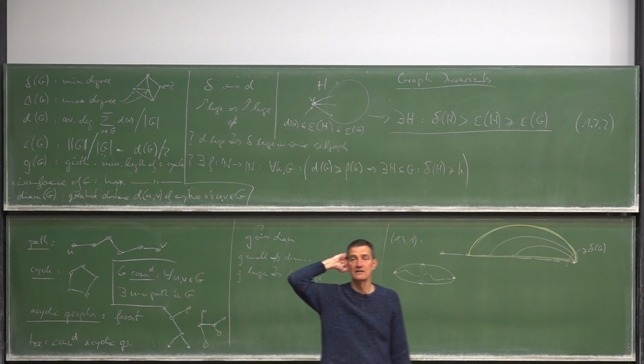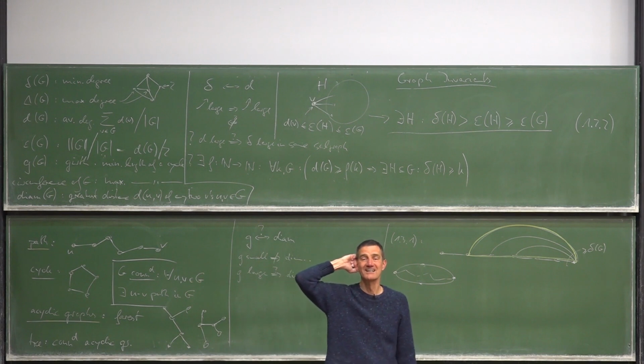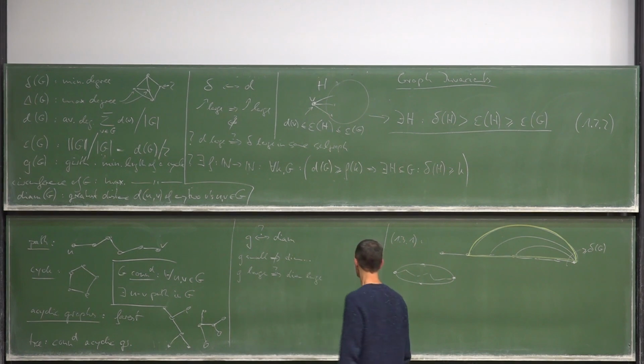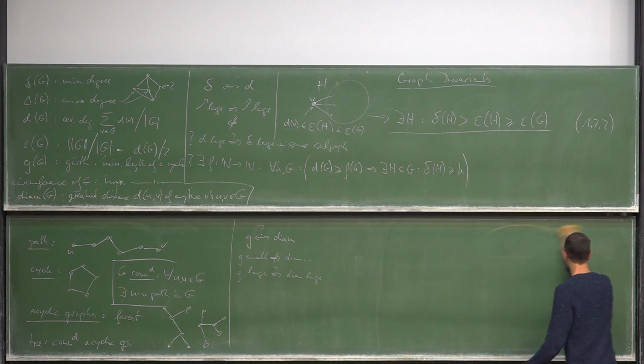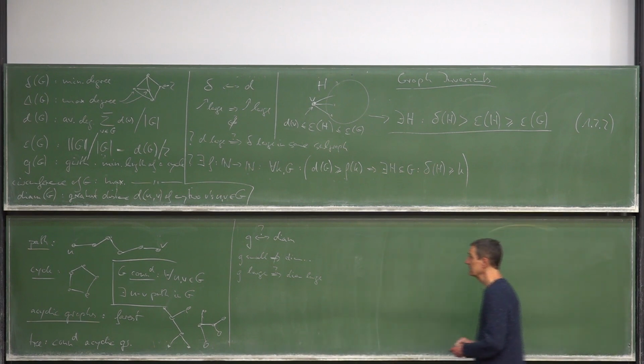I don't think that's possible, because if we look at two opposing vertices in the circle, and if there would be a shorter path between those two, the girth would be smaller as well. Yeah, that's right. So that's indeed the idea of the proof. So let's make that precise.